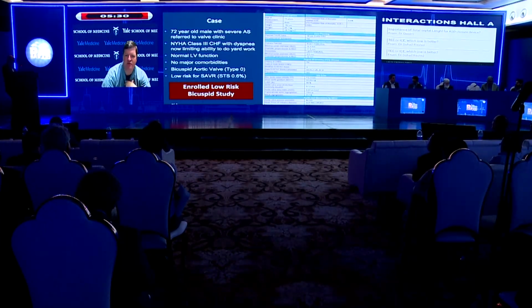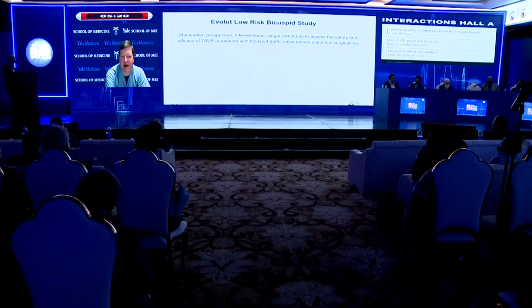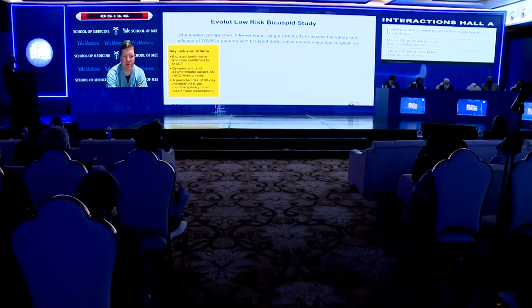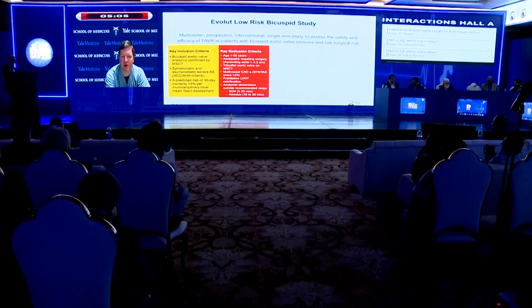I'll spend a few minutes just talking about the Evolut low-risk bicuspid study. This was a multi-center study. It was a single-arm study. So importantly, this was not a randomized study, looking at the efficacy of TAVR in patients with bicuspid aortic stenosis and low surgical risk. The key inclusion criteria were fairly broad. Patients had to have a bicuspid valve, they had to have severe symptomatic aortic stenosis, and they had to be low risk. I think it's important to look at the key exclusion criteria.